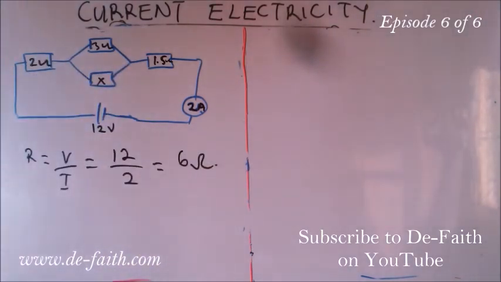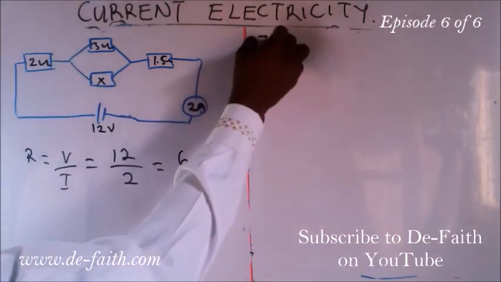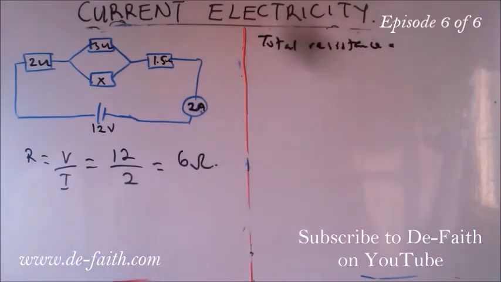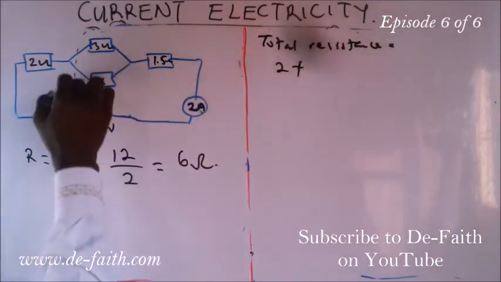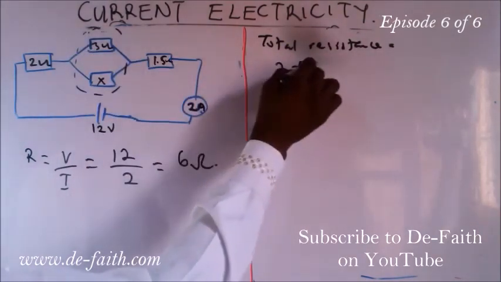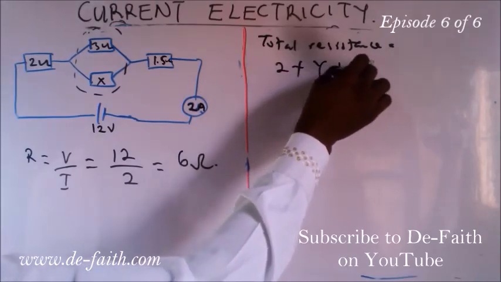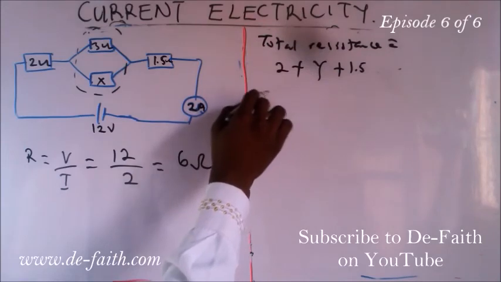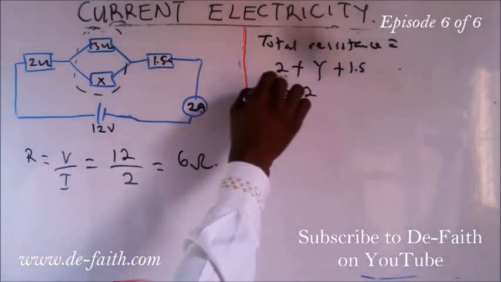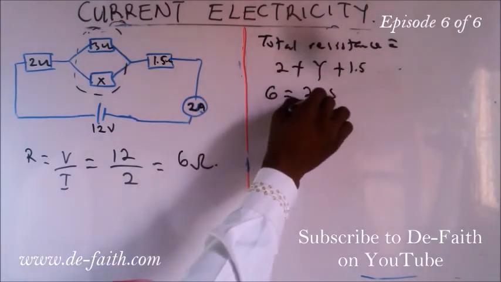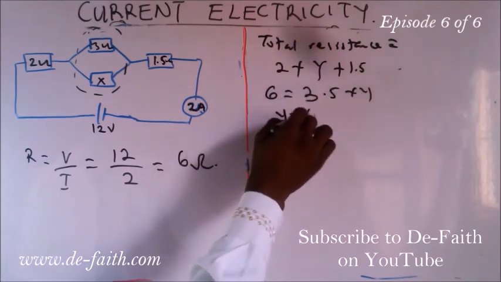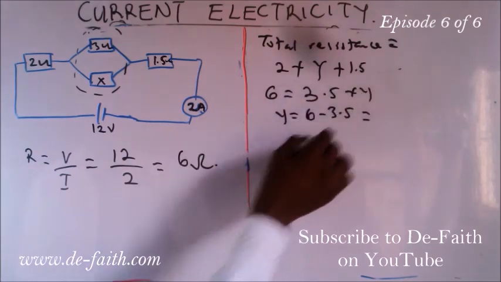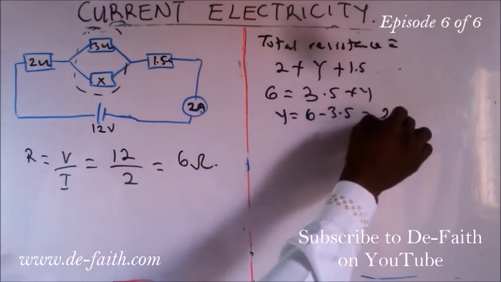So let's get into doing that now. For this one, we say that the total resistance equals 2 plus all of this. Let's take all of this to be y plus 1.5. So that is the total. And then we have the total resistance to be what? 6. So that's 2 plus 1.5, that gives us 3.5 plus y. So y equals 6 minus 3.5, and that leaves us with 2.5 ohms.